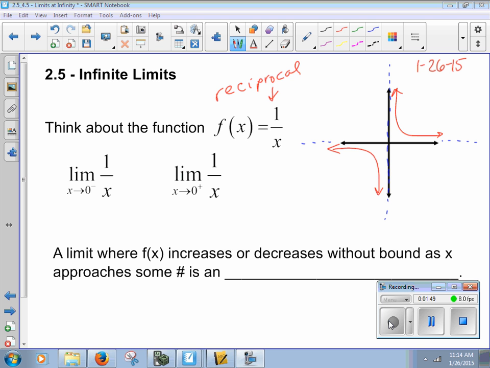But folks, look at the first one. Look at this piece right here. The limit of the function 1 over x as x approaches 0 from the left. As it approaches 0 from the left, where's the road that we're going to start driving? Right here, right? Where's it going? It's going down to negative infinity, right?